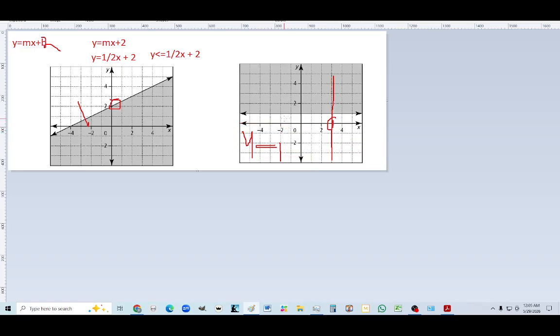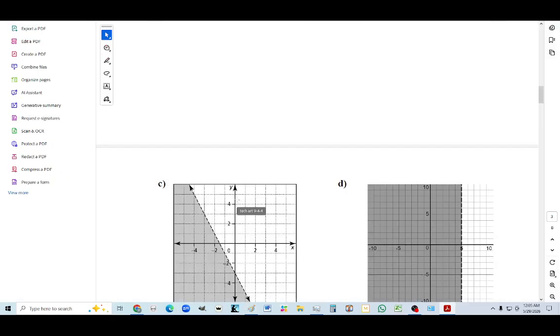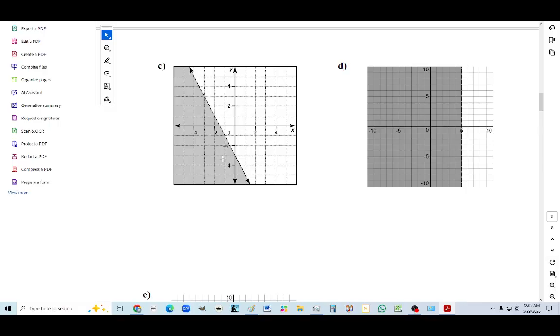We can see that because it goes through 1 the whole way, the formula for this line is y is equal to 1. We can see it's shaded above the line and includes the line. So we'd say above or equal to 1. This area is above or equal to the y value of 1. That's what they're asking. Even with the other ones.